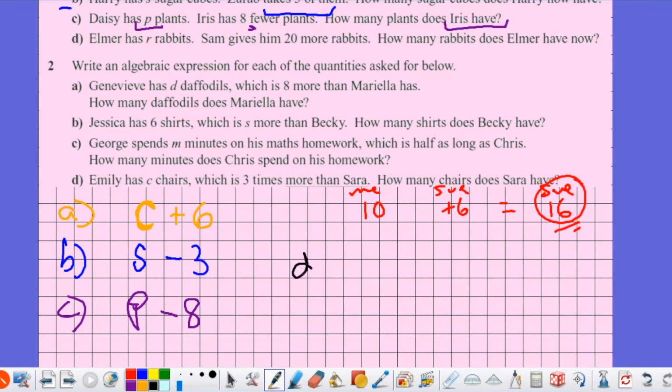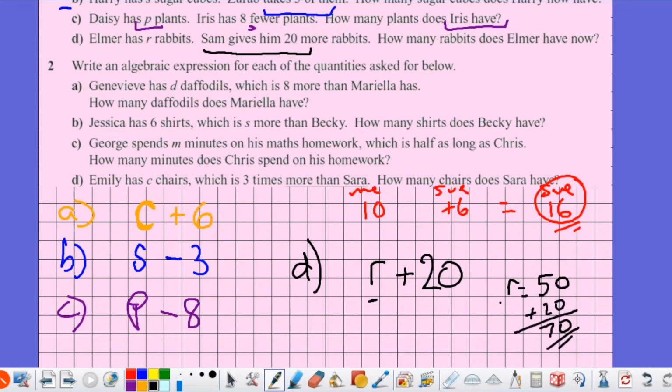And the last one, D. Elmer has R rabbits. So there's Elmer with his rabbits. Sam gives him 20 more. So Sam's going to give him 20 more rabbits. How many rabbits does Elmer have? He had his original number of rabbits, and then he's got 20 more. So again, if Elmer had, let's say, 50 rabbits, he's got his original 50 rabbits plus the 20 that Sam gave him, so he's now got 70 rabbits.